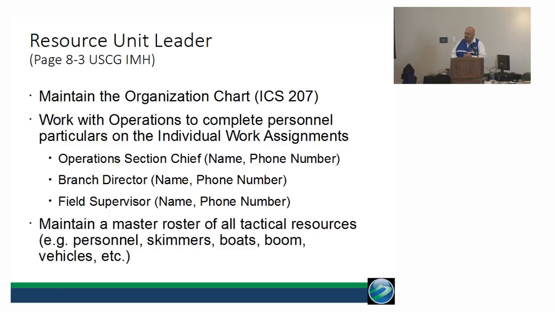So on the 204, this is basically the information that's needed on the 204, the individual work assignments that's sent out. It's got the operations section chief's name and phone number, the branch director, the field supervisor. These are all folks that the people downstream need to know who to report to and who to contact if there's an incident.